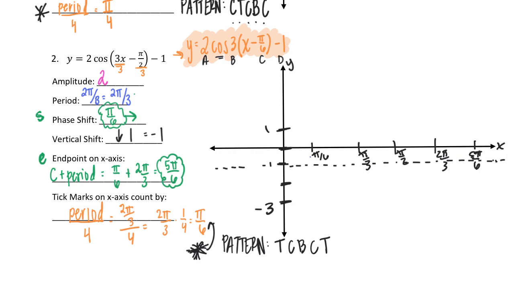Go to your starting point. Remember, this is start, this is end. We're not starting on the y-axis. Go to your starting point and go up to your highest point. At pi over 3, the next tick mark, come back to the center. At pi over 2, go down to your lowest point. At 2 pi over 3, go back to your center, and then back to the top. You've got yourself a lovely cosine curve.